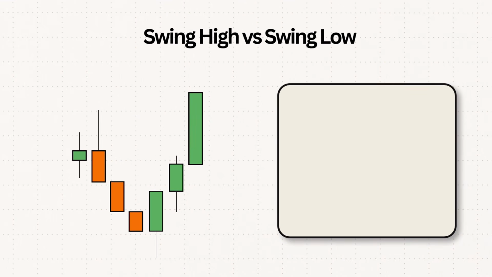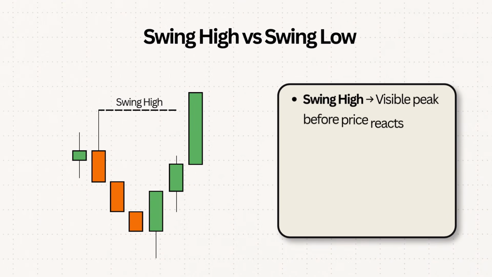Now, if you're wondering what a swing high or a swing low actually is, it's basically a turning point in the markets. A swing high is usually formed when a candle's wick sticks out above the neighboring candles around it, creating a visible peak before price starts reacting lower and forming a bearish leg afterward.